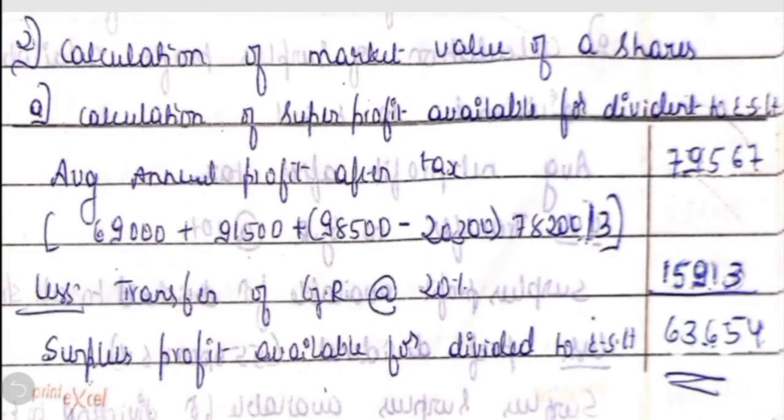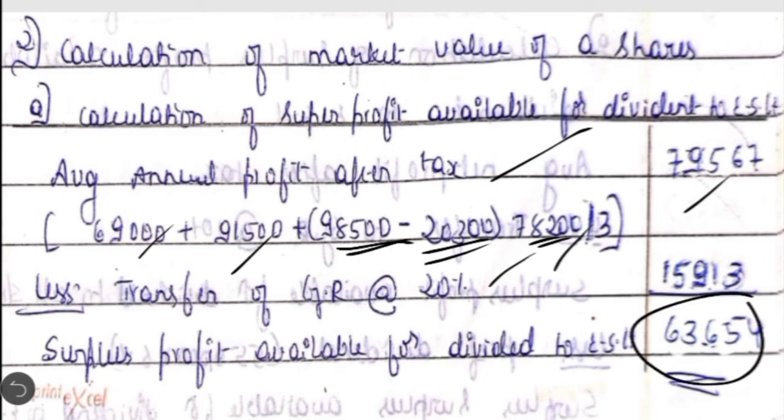So adjusted average annual profit after tax: 69,000, 91,500, and from 98,500 we are deducting RBD. So we have a balance of 78,200 as the current year's profit. So all these profits divided by 3, you get 79,567 as the average annual profit after tax. Less transfer to general reserve, the percentage is given in the question, 20%.